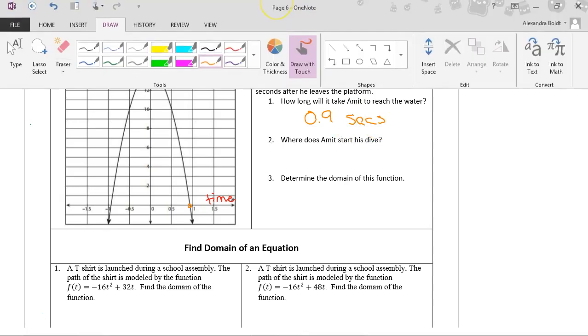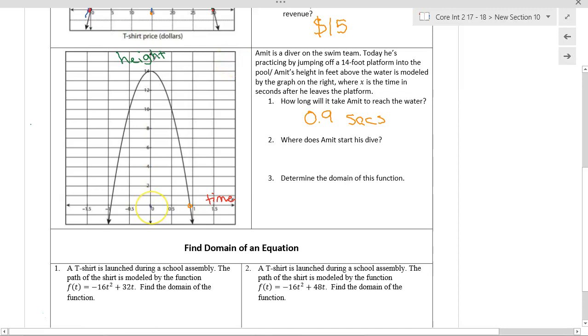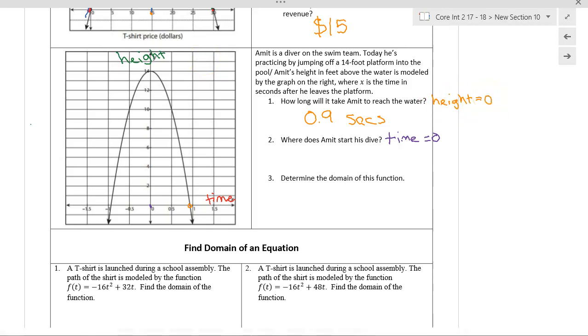Where does he start his dive? Well, I start things at 0 seconds. Where does he reach the water? That's height equals 0. We're kind of always looking at those important points, where x is 0, or y is 0, or where it's the highest or the lowest. So this is where my time is 0. Oh, he's at 14 feet above water.